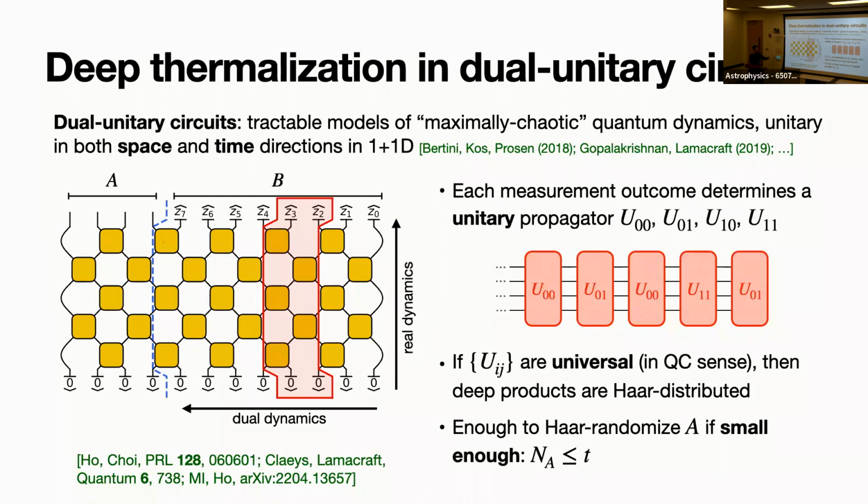So this requirement comes out of the geometry here, but it's a very physically reasonable requirement, because it means that the time that passes before I can achieve deep thermalization has to be at least as long as the spatial size of my subsystem, which is the time it takes to get conventional thermalization.